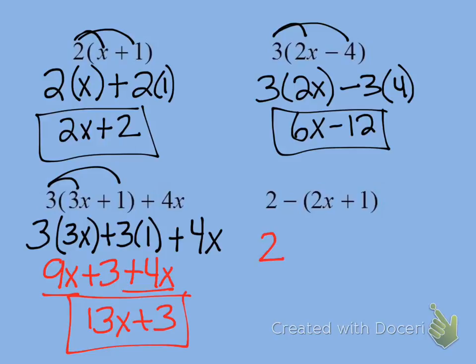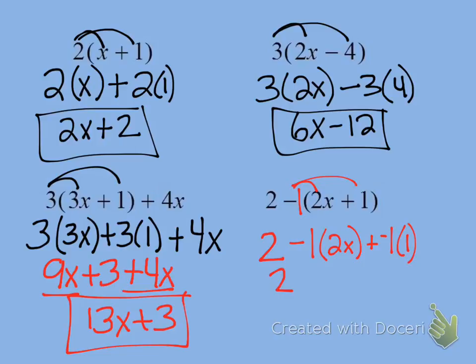All right, the last one is really tricky. Don't do anything with that 2 yet. Just rewrite the 2. What am I distributing? I'm not distributing the 2. The negative? The negative 1. So I am multiplying by negative 1, and again by negative 1.